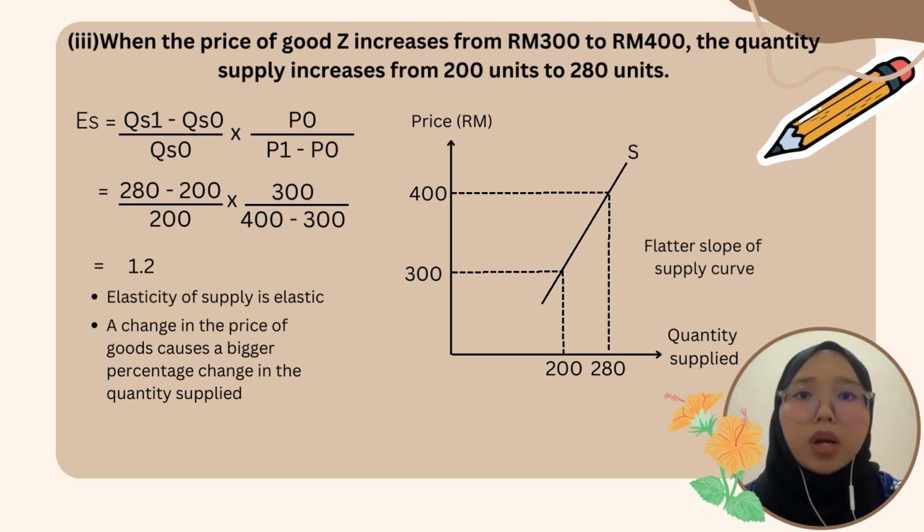A change in the price of a good causes a bigger percentage change in the quantity supplied. From the graph, we can see that the price increased from 300 to 400, and at the same time, the quantity supplied increased from 200 to 280. The curve shows a flatter slope of the supply curve.